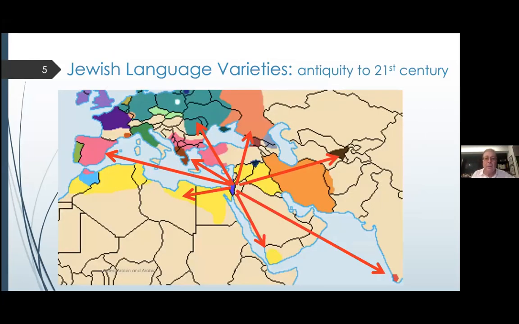Okay, so you see, if we start looking at Jewish language varieties from antiquity to the 21st century, you see that maybe here is the dispersion of the Jews after the destruction of the Second Temple. You see from here how Jews went all around. You definitely see the yellow, which shows us Judeo-Arabic. Look how prominent Judeo-Arabic is. And then you see what kind of languages we have, either Malayalam down in Kerala, in India, or Tajik, or Farsi, or you see some of the examples that we give here.